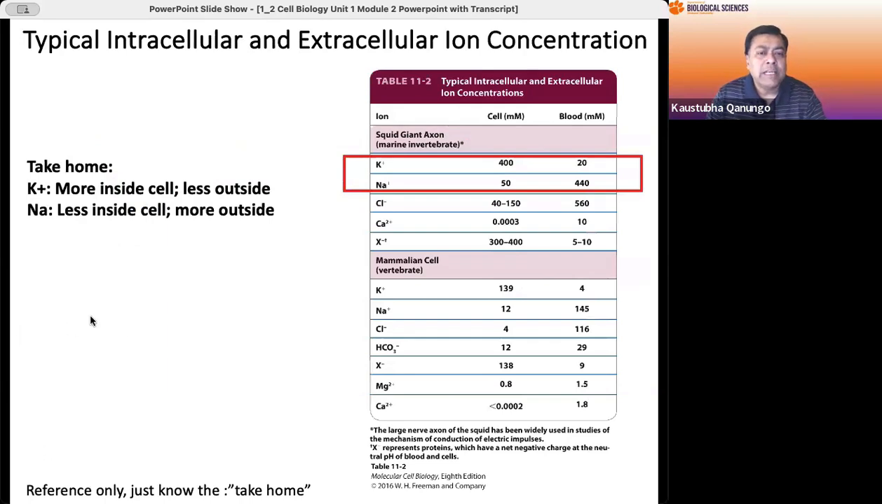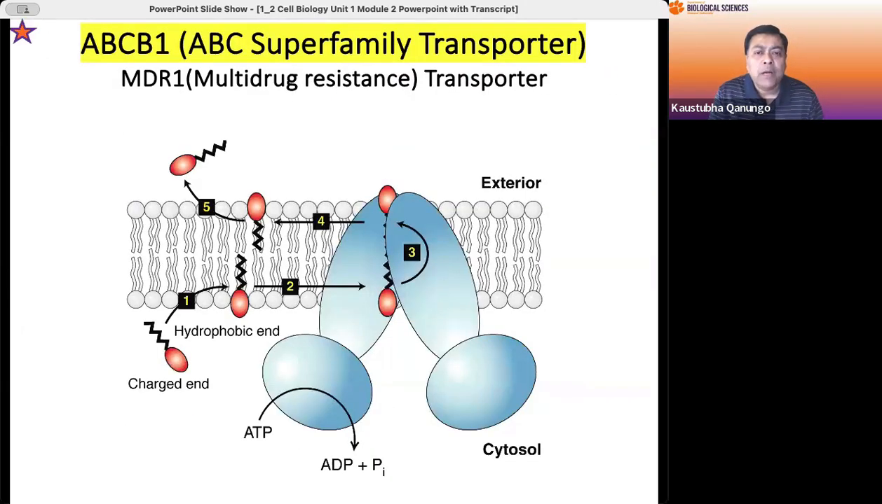These are all super simple, really do not have anything specific. So you do not need this, but this is your take home. Just remember, you do not have to memorize the numbers. But the potassium inside the cell is 400 millimolar, and outside in the blood is 20 millimolar. Inside is more, less outside. Sodium is exactly the opposite: inside the cell it's 50 millimolar, outside in the blood it's 440, less inside. And this is a universal rule. There are these sodium potassium pumps and other channels which maintain this equilibrium. So that's very important. Then we are looking at the ABC superfamily of transporters.